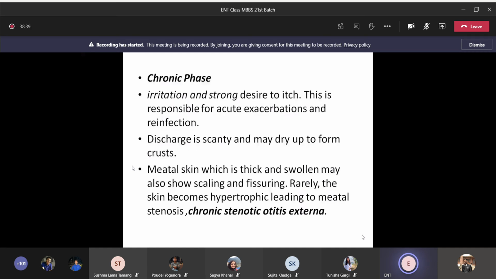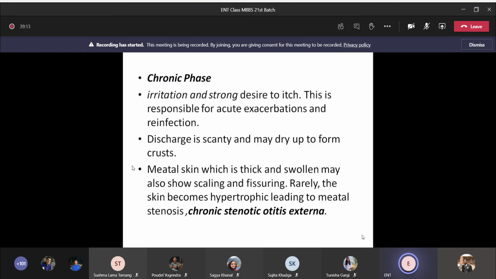In the chronic phase, there will be irritation and a strong desire to itch, which is responsible for acute exacerbations and reinfection. Discharge is scanty and may dry up to form crusts. Meatal skin, which is thick and swollen, may also show scaling and fissuring. Rarely, the skin becomes hypertrophic, leading to meatal stenosis, which is known as chronic stenotic otitis externa.